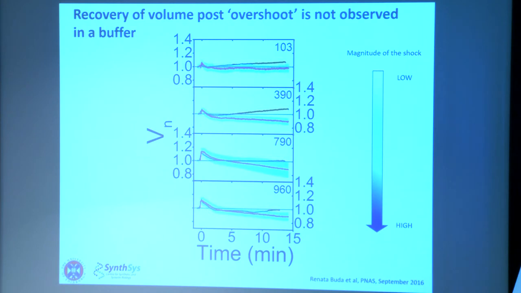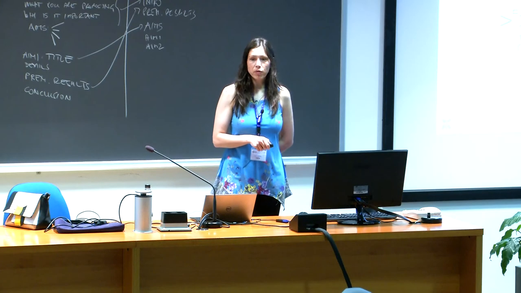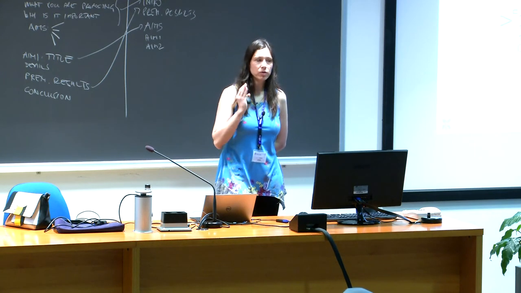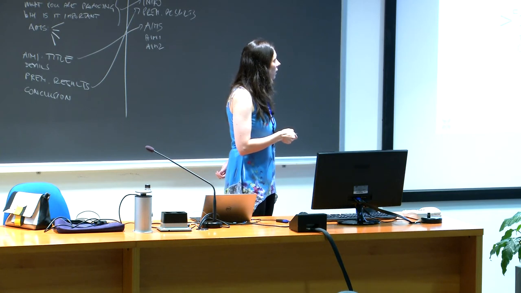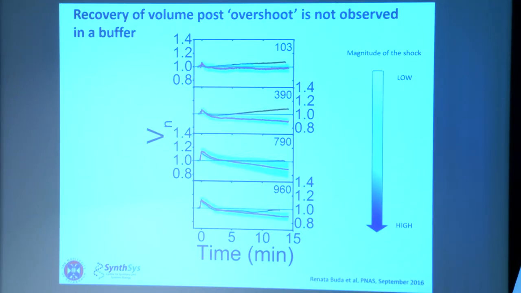This is now the same shock magnitude. It goes from lower to higher, but it's in a buffer where there is nothing available for the cell to pump back in, right? So if there is nothing available to pump in, you will not see the recovery from that minimum volume, right? None of them go back up. So we thought, okay, but we can now add just one. We'll add potassium into that buffer. And if it has potassium, it should be able to pump potassium in and recover the volume.